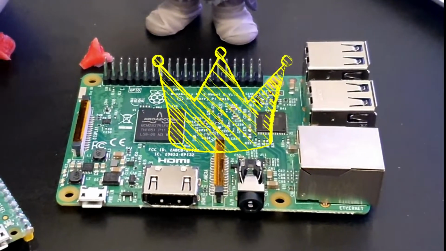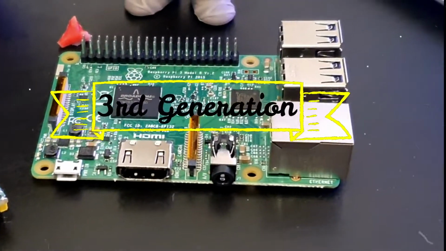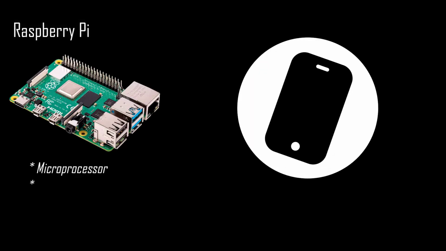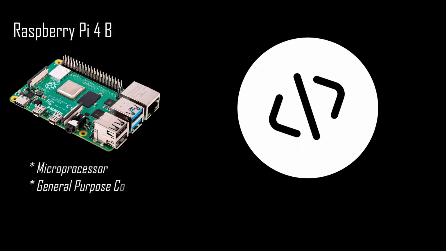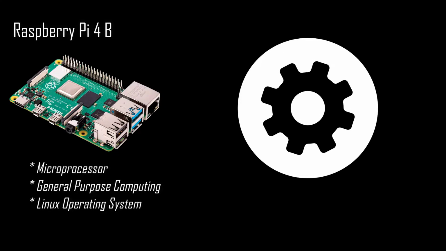The one we have here is the Raspberry Pi 3 Model B. It is the third generation single-board computer launched in 2016. A newer version, the fourth generation, was launched 2 years back. These models are basically microprocessors. It can be used for general purpose computing. It runs Linux operating system just like a regular computer.